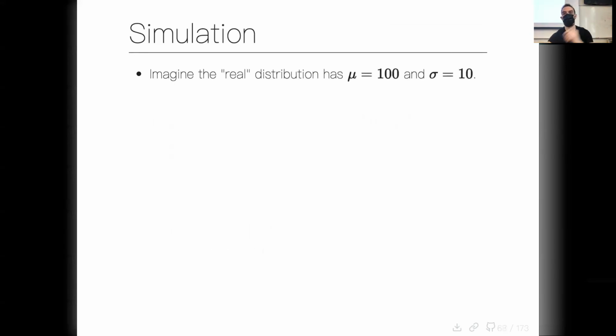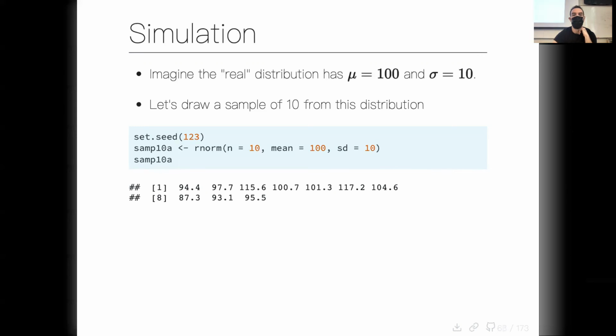Let's actually simulate to explore. This is my favorite way to get to know what these things mean, what a sampling distribution is, what different distributions look like, etc. Okay, so let's just assume a normal distribution and that we have some real distribution that we know. The population distribution, the actual real distribution, has a mean of 100 and a standard deviation of 10. All right, cool. So let's draw 10 samples from that distribution. We can do that in R very quickly with rnorm. So I'm setting the seed so it's reproducible. We'll say n equals 10, draw 10 samples from a distribution that has a mean of 100 and a standard deviation of 10.